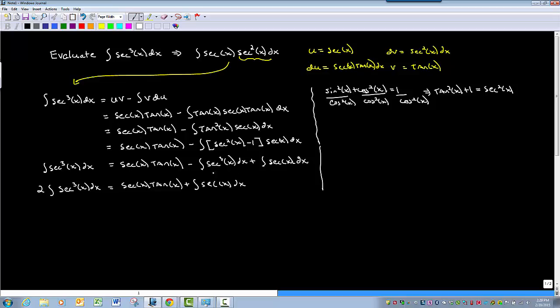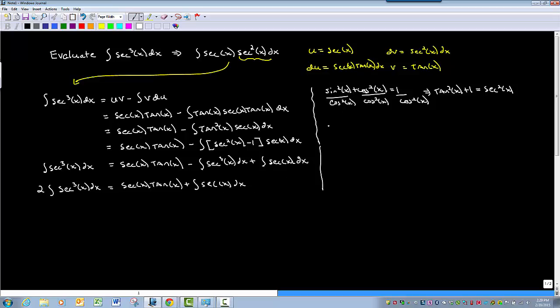So the trick here was to notice that I was able to generate the same piece here as I had over here. So if I move it over like this, I'm going to be able to isolate it as my variable, because that's what I'm trying to figure out what it's equal to. So it's equal to this. Well, let's try to evaluate this guy.